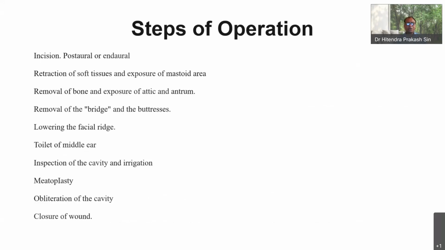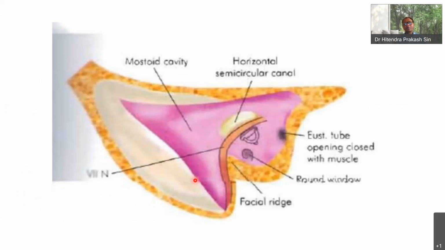Now, steps are almost the same, but the facial ridge is lowered, the bridge and buttress exposure, and everything is like that only. We do a wide meatoplasty and obliteration of cavities, if required, is done. So how do we do it? This is posterior meatal wall, which is removed. Facial nerve lies exposed. The whole middle ear mastoid is formed as a single cavity. Only the stapes footplate, some stapes footplate is left.